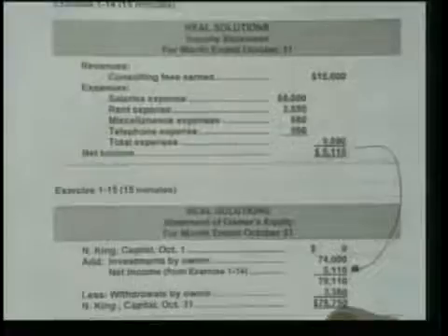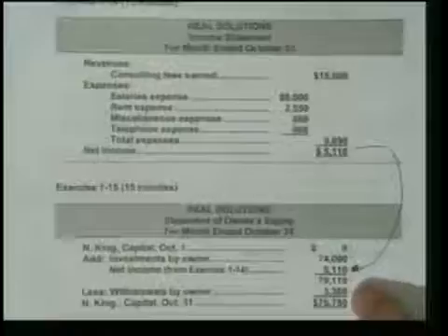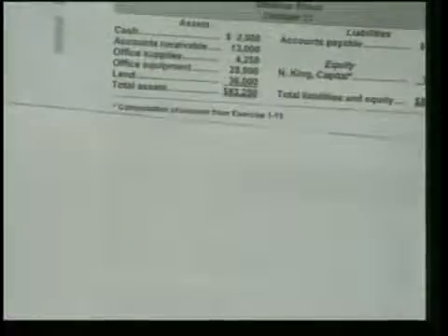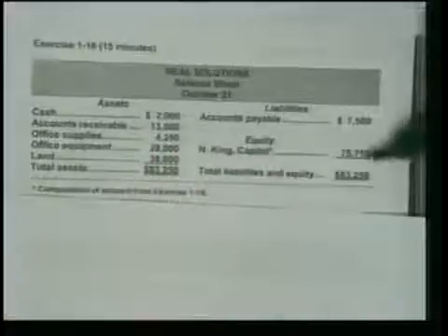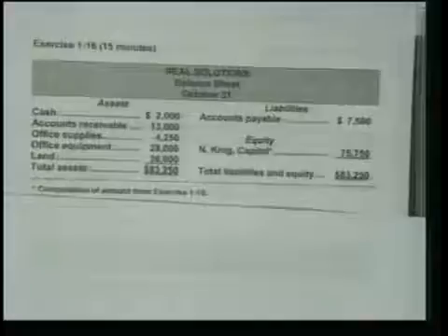Okay, then what's the next one we prepare? The balance sheet. And what's the ending balance of capital? It's $75,750. If you look over here, right? The ending balance is $75,750 right here at the bottom, and that's going to flow over to your balance sheet. There it is right there. Okay? Take a look at that. I'll let you check your numbers there real quick, then I'll have some comments about it.